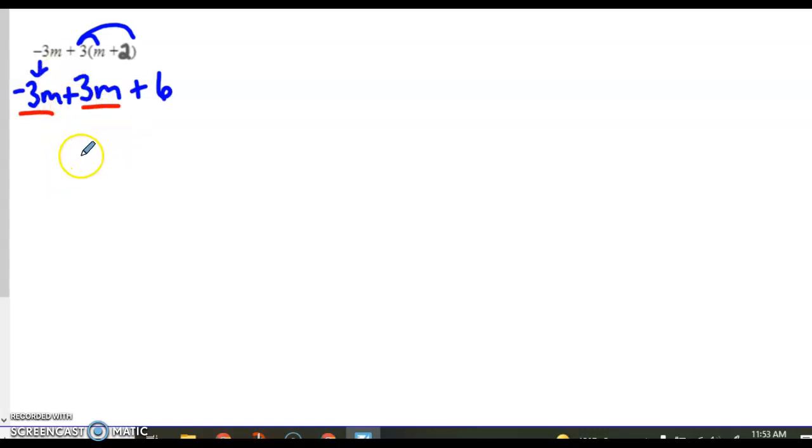So you're not going to write down 0m because the m's completely cancel. If I had 3 apples and I took away 3 apples, I wouldn't still be left with the letter A or whatever. It just completely cancels. So we're not going to write that down. It's just gone. 3m minus 3m is gone. So all we have left in this situation is the number plus 6. So that's our final answer. When we distribute and simplify, it simplifies to 6.